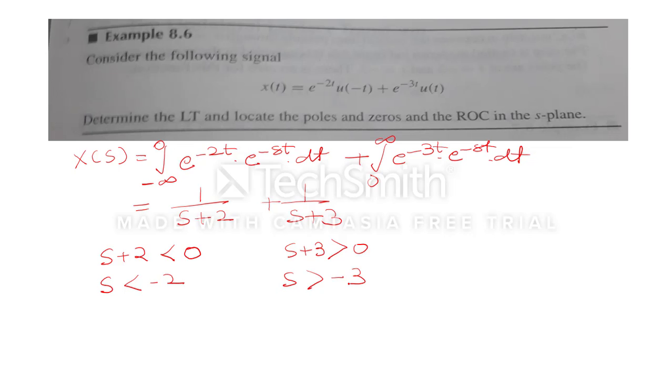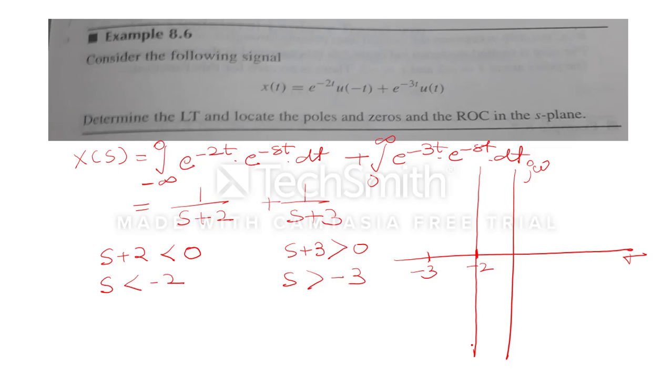When we try to plot the ROC, it is sigma axis, it is j omega. So minus 2 will come over here and minus 3 will come over here. We are going to plot two parallel lines, one for minus 2 and one for minus 3. Always remember, when two functions are added or subtracted and we need to find the final ROC, we will plot the ROC for both functions, and whatever the common area is, that will be our final ROC.